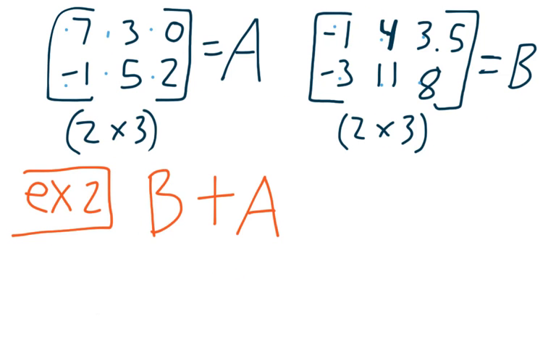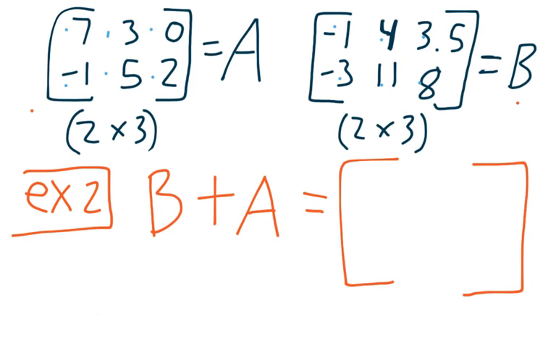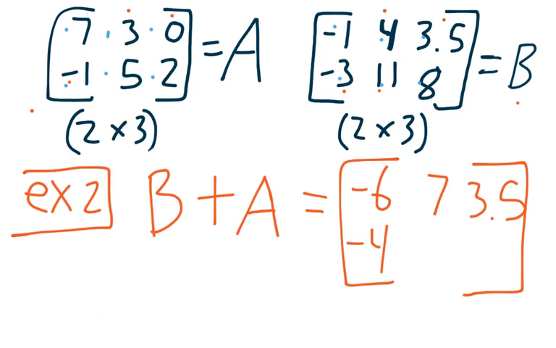So example 2, B plus A. So matrix B plus matrix A. Addition, it does not matter how you do it. It's going to be the exact same answer as last time. So -1 plus 7, 7 plus -1, same thing, 6. Middle term, 4 plus 3, 7. Top right, 3.5 plus 0, 3.5. You can probably do this for me. Bottom left, -3 plus -1, -4. Bottom middle, 11 plus 5, 16. And bottom right, 8 plus 2, 10. That's right, this is Algebra 2. Enjoy.